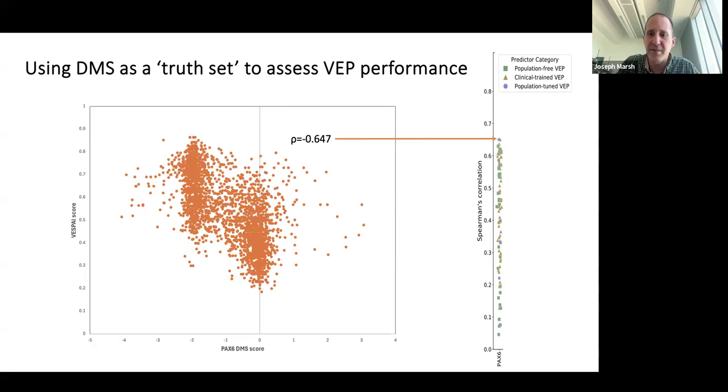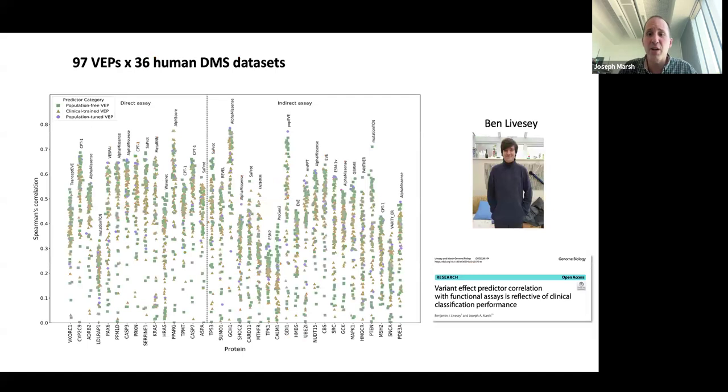We had 90 something different variant effect predictors, and we compare them to each other in terms of their Spearman correlation. But it turns out it's not so useful to do this for just one protein, because we get a lot of variability on individual proteins. So what we did is scale this up across 36 different human deep mutational scanning data sets from different human disease genes. And we compared 97 different variant effect predictors here.